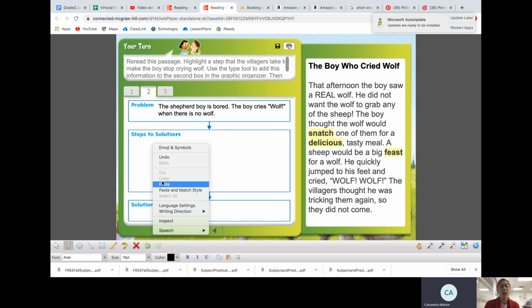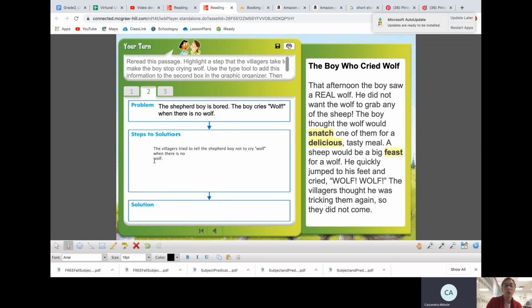So what was the other step to the solution other than the villagers tried to tell the shepherd boy not to cry wolf when there was no wolf? What was the other step they tried to take? Or they tried to teach him? Yeah, they just didn't show up. And I think they were doing this to basically teach him a lesson, right? They didn't show up because they thought he was tricking them, and they're like, well, we're not going to play this game, right? The villagers didn't show up. All right, so make sure you have that written down as well.